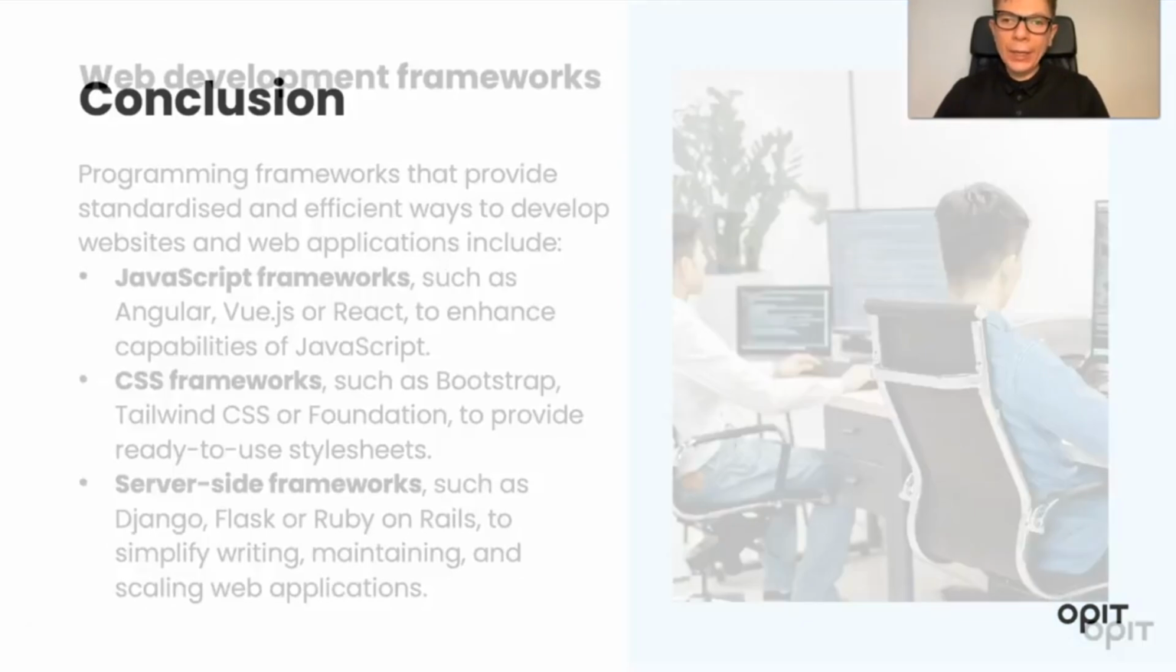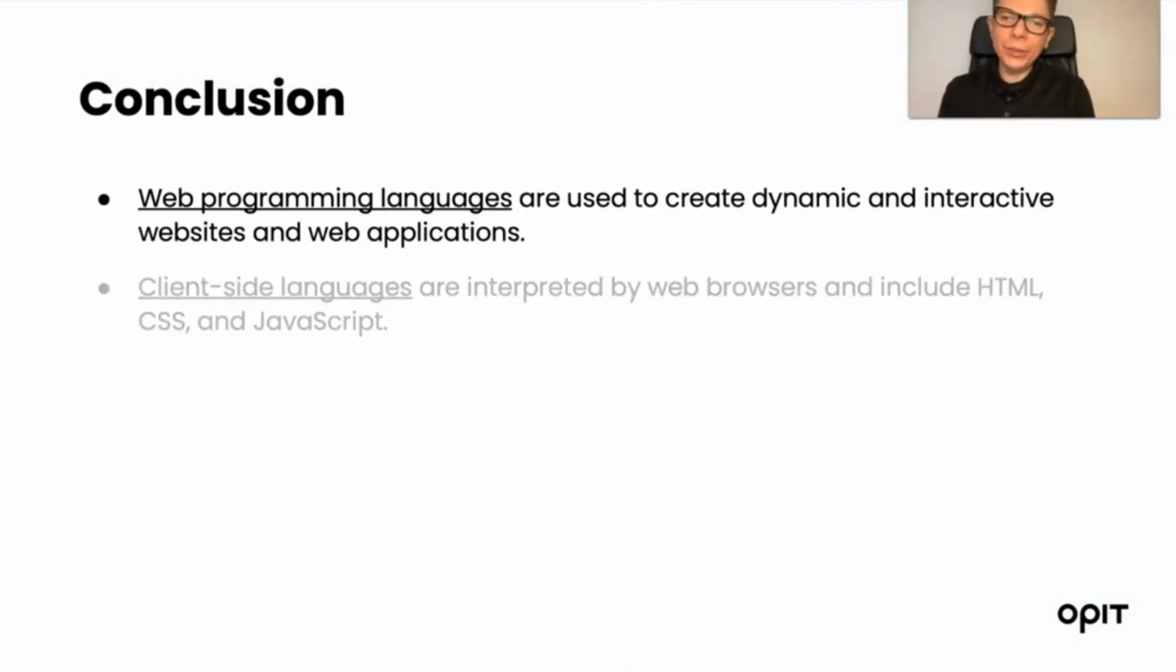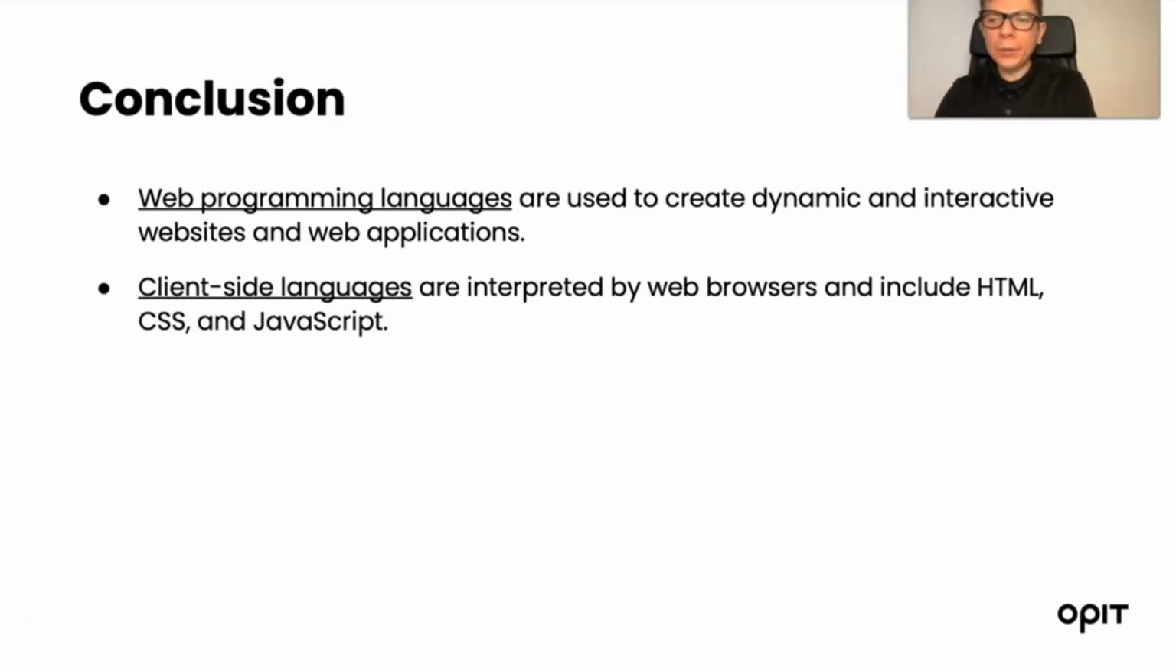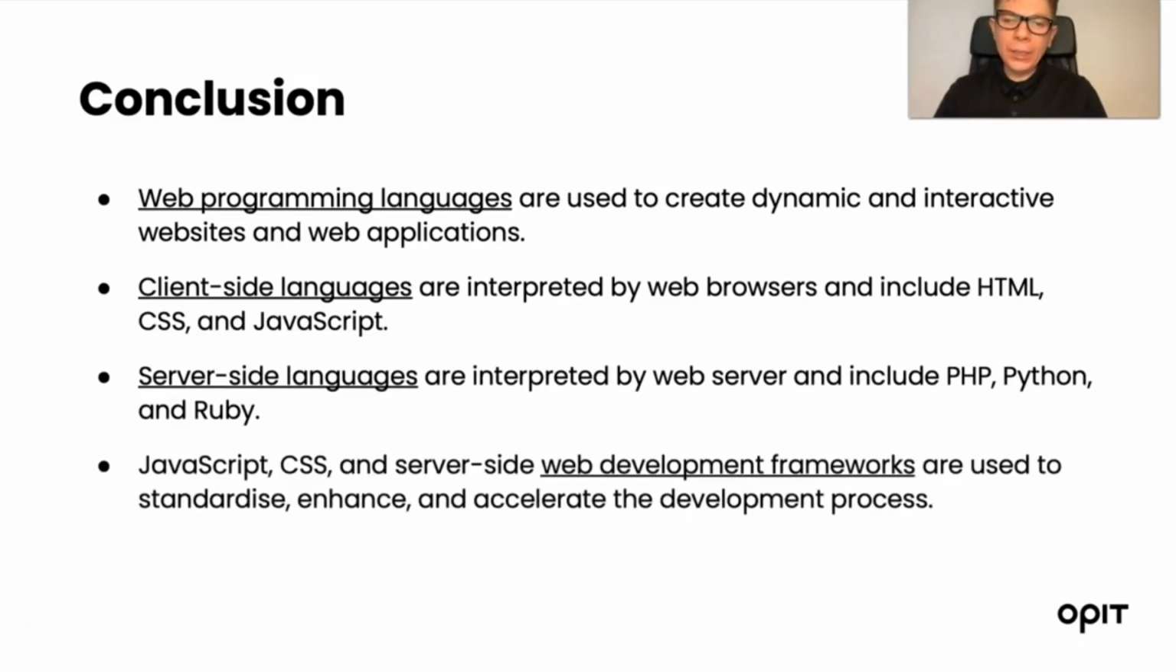So to summarize this, web programming languages are used to create dynamic and interactive websites and web applications. Client-side languages are interpreted by web browsers and include HTML, CSS, and JavaScript. Server-side languages are interpreted by the web server and include PHP, Python, and Ruby. JavaScript, CSS, and server-side web development frameworks are used to standardize, enhance, and accelerate the development process.